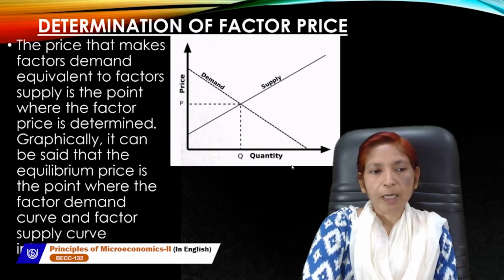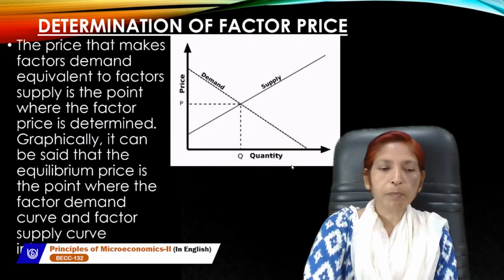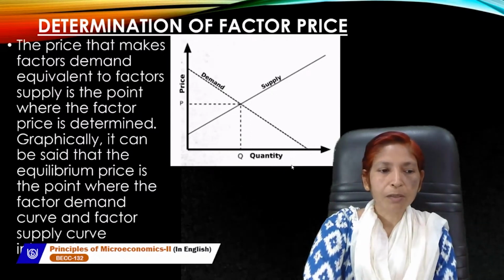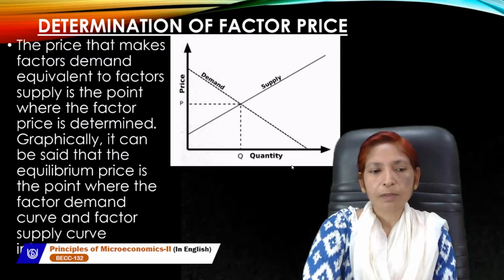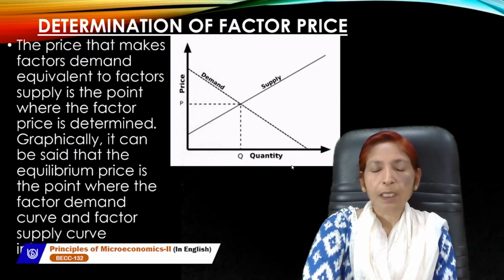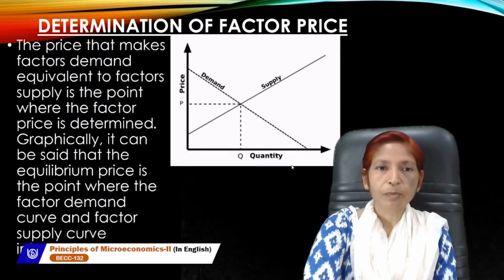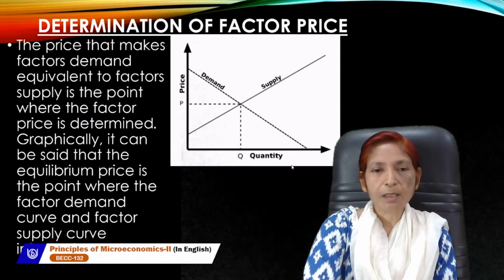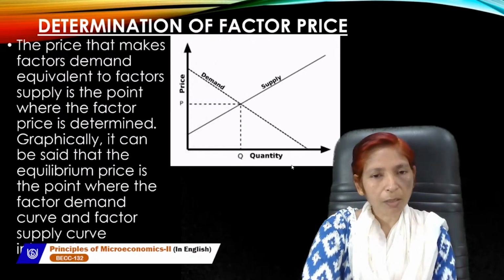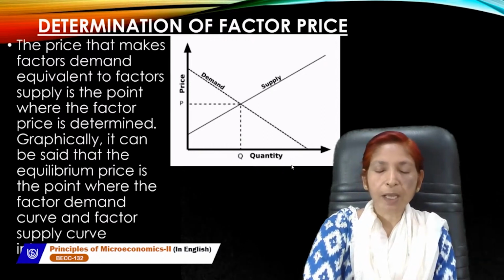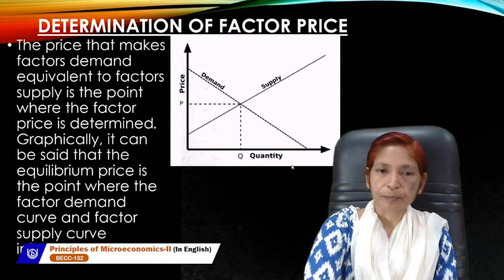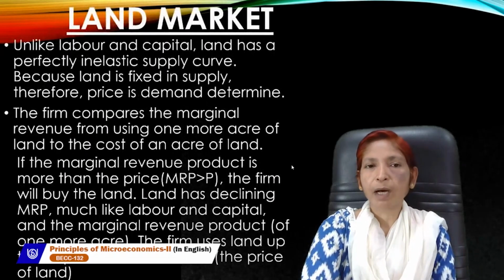Graphically, it can be said that the equilibrium price is the point where the factor demand curve and factor supply curve intersect each other and both are equal; there the price of factors of production is determined. So this is the determination of factor price with the help of the demand for inputs curve and supply of inputs curve. Next is the land market.